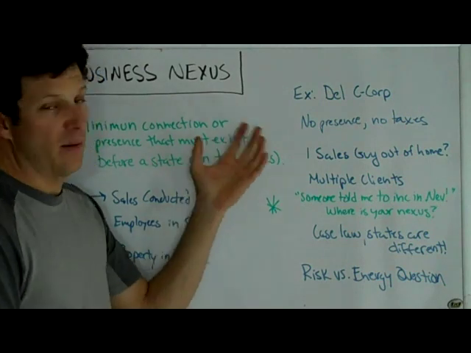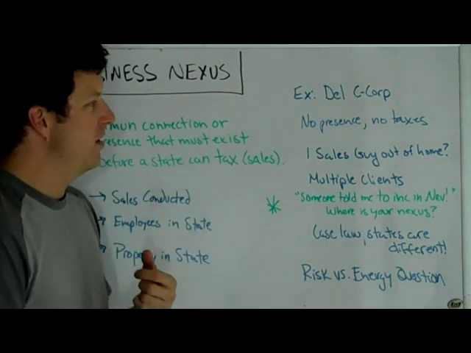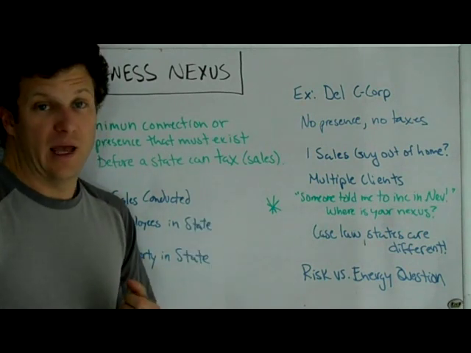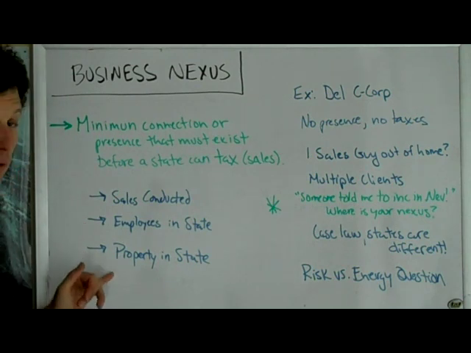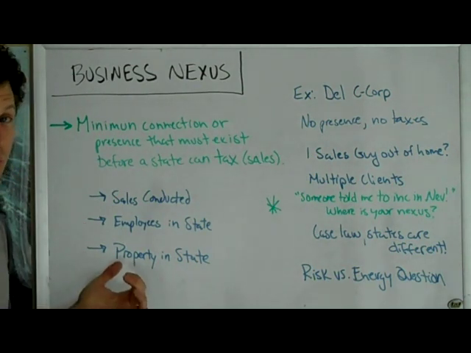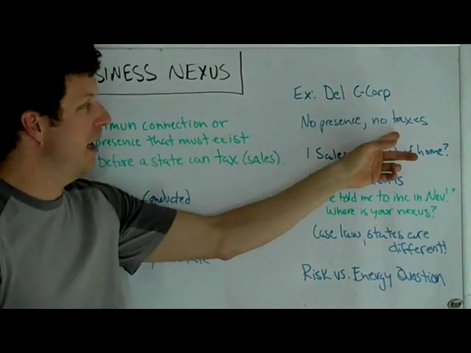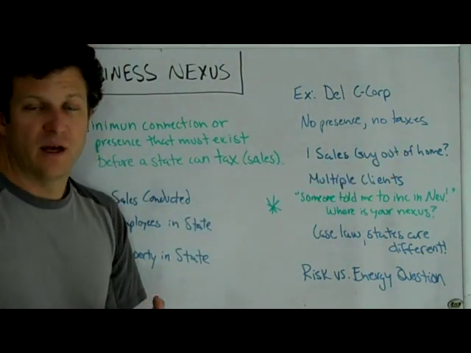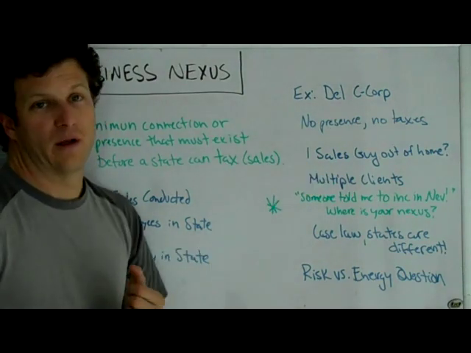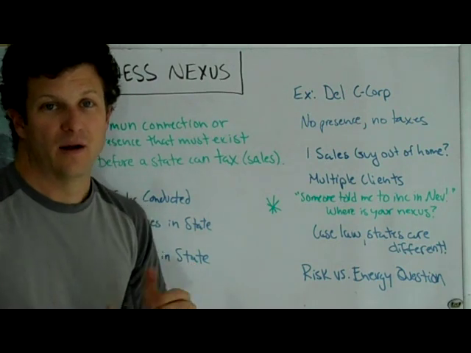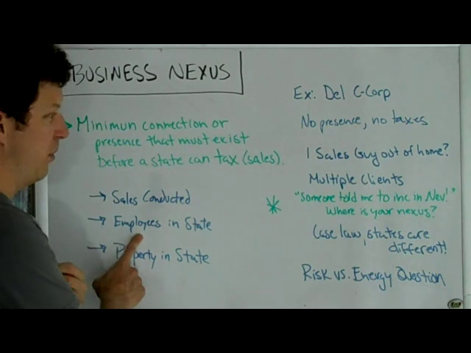So let's talk about a quick example around business nexus. Let's say you're a Delaware C Corp and you have no presence in Delaware, and you don't fit any of these things. You don't sell to companies in Delaware, you don't have employees in Delaware, you don't have any property in Delaware. Maybe your business is in Florida, but you chose to incorporate in Delaware. Then you're not going to pay Delaware sales taxes because you don't have a nexus there. So what if you have one sales guy working out of his house in Delaware? Then you would have to establish a nexus there because you'd have an employee.